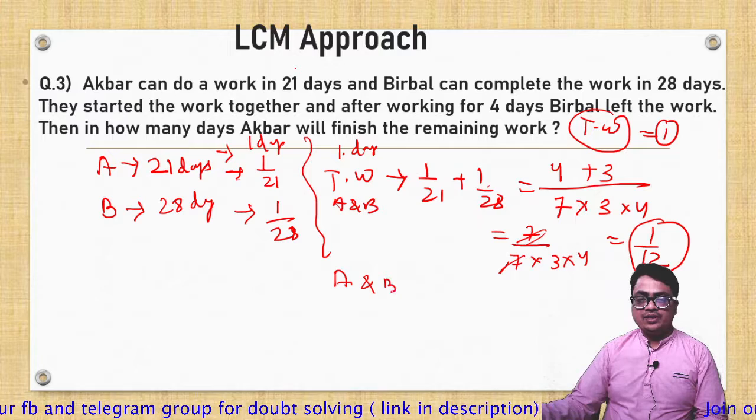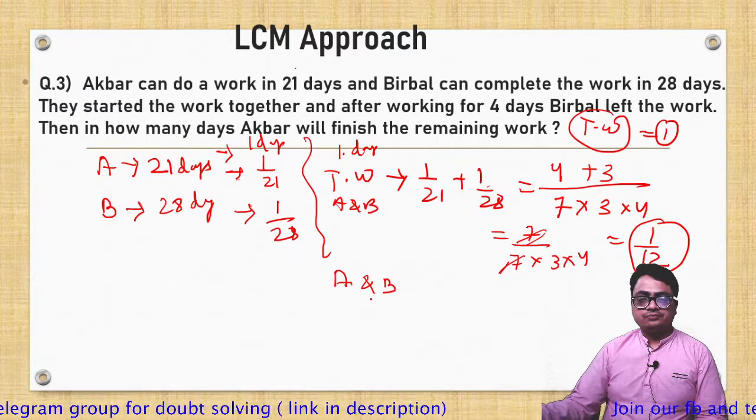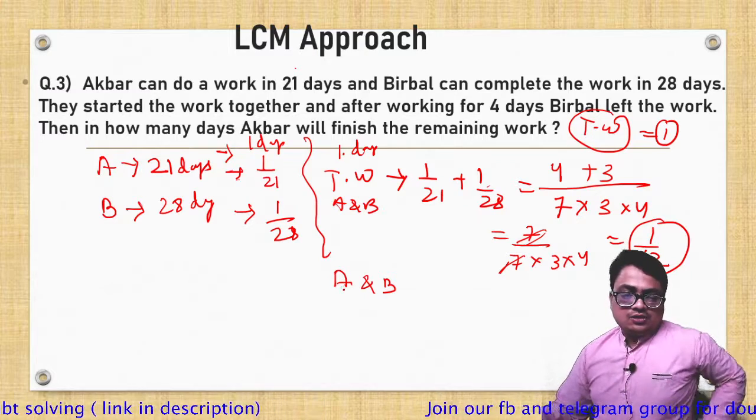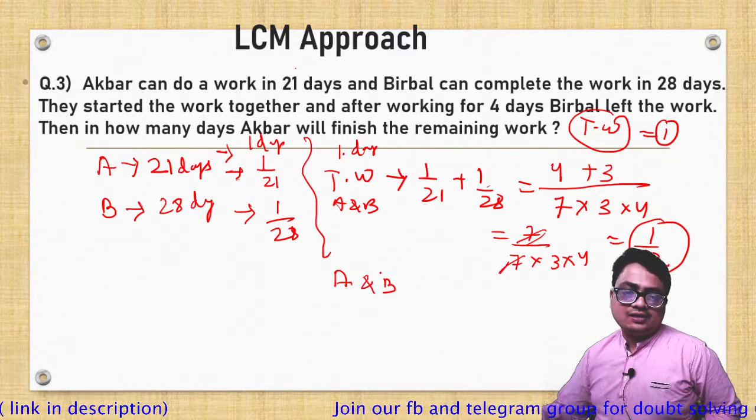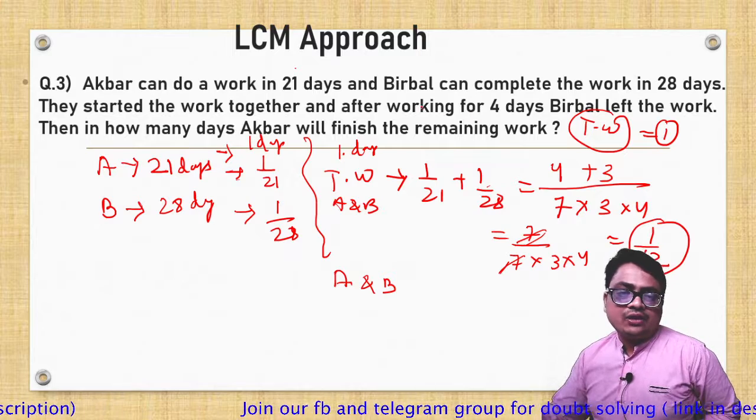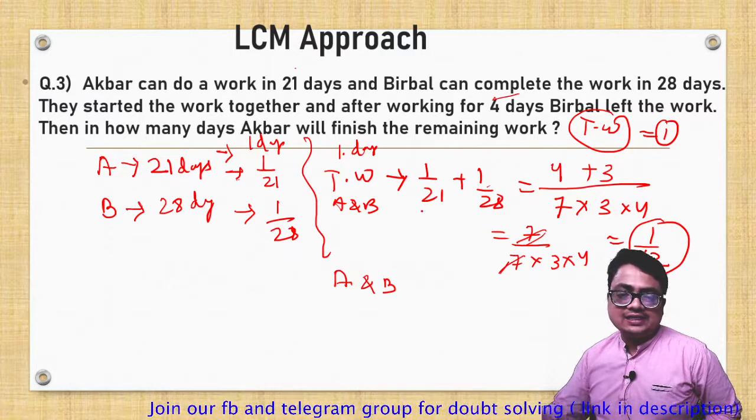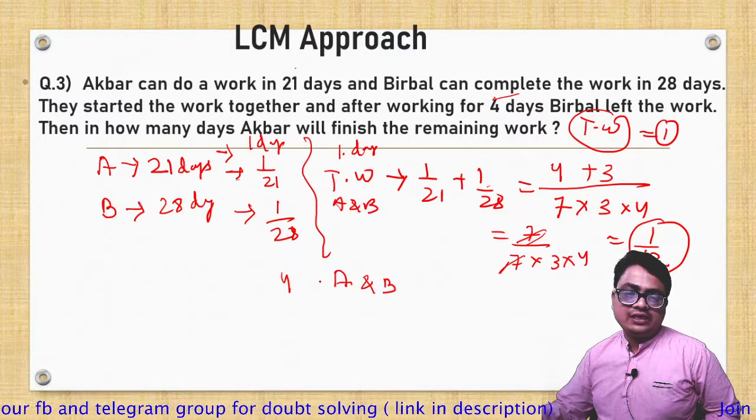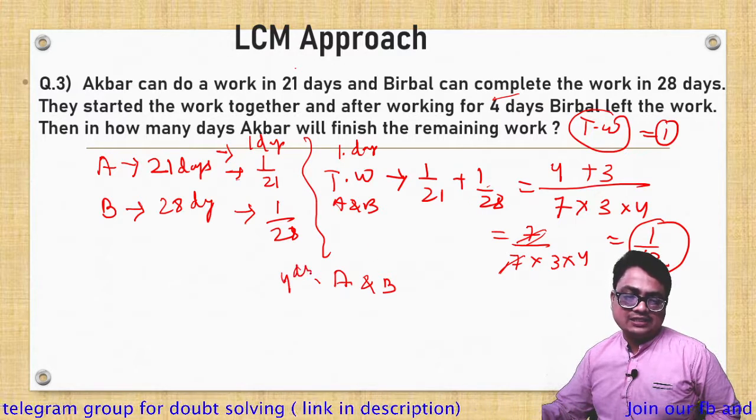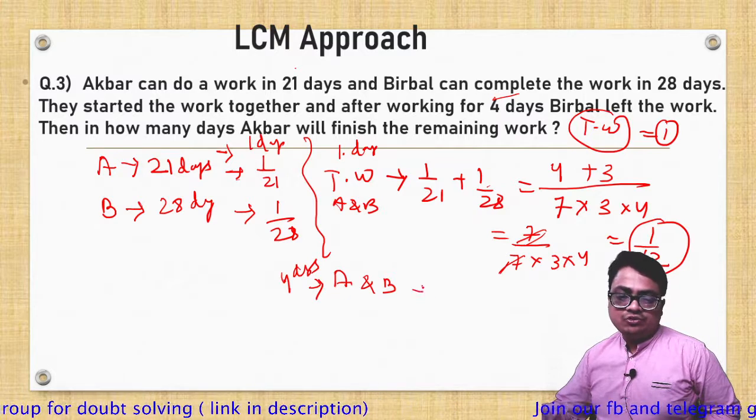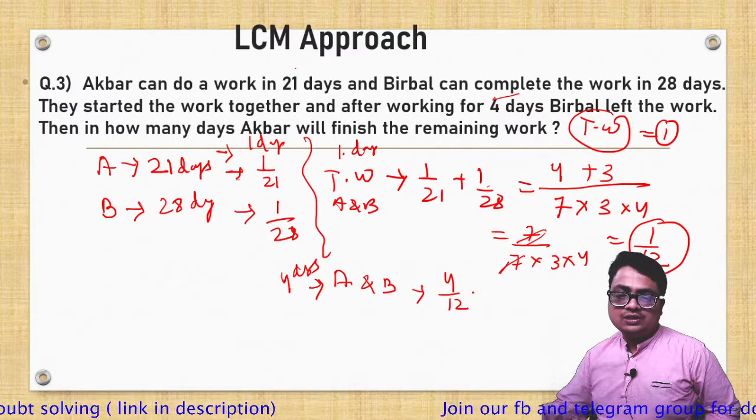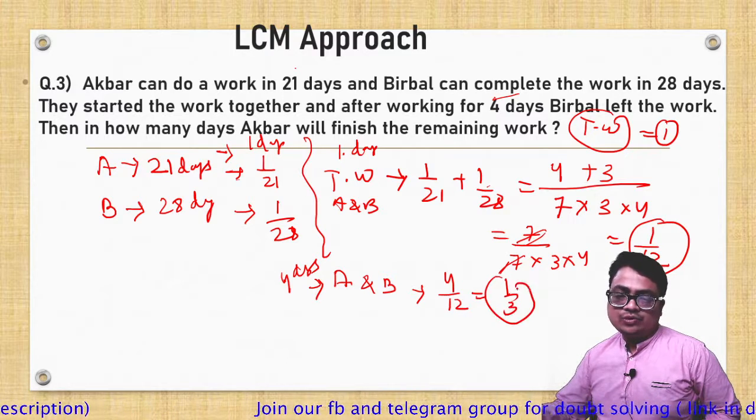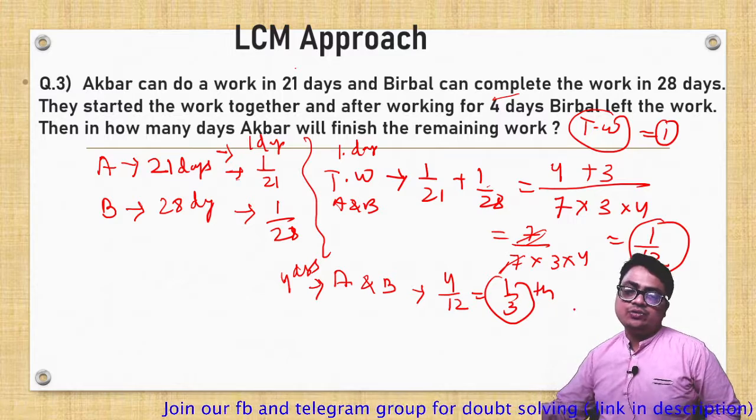So A and B will be working together for 4 days, right? They are working for 4 days. If one day they are doing 1 by 12, in 4 days they will be doing how much? In 4 days they will be doing 4 by 12 of the work, or you can write it as 1 by 3 of the work. 1 by 3 of the work is done.